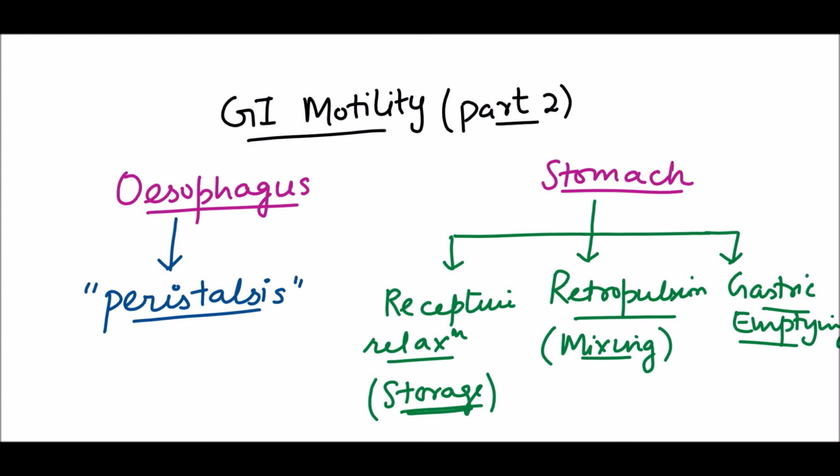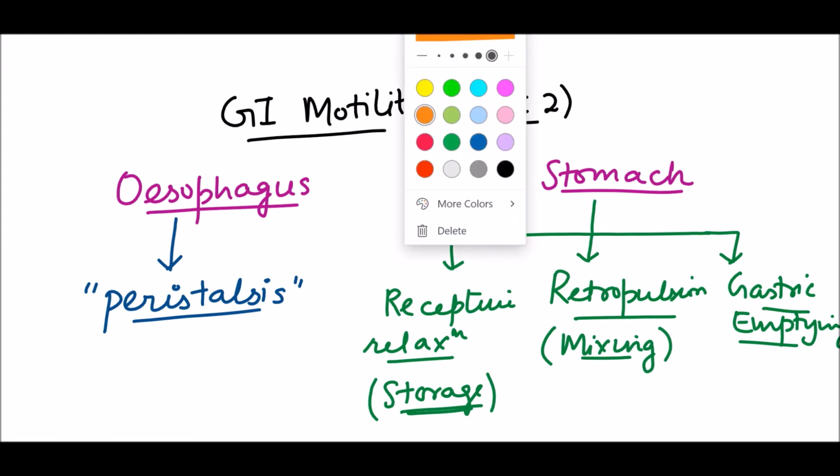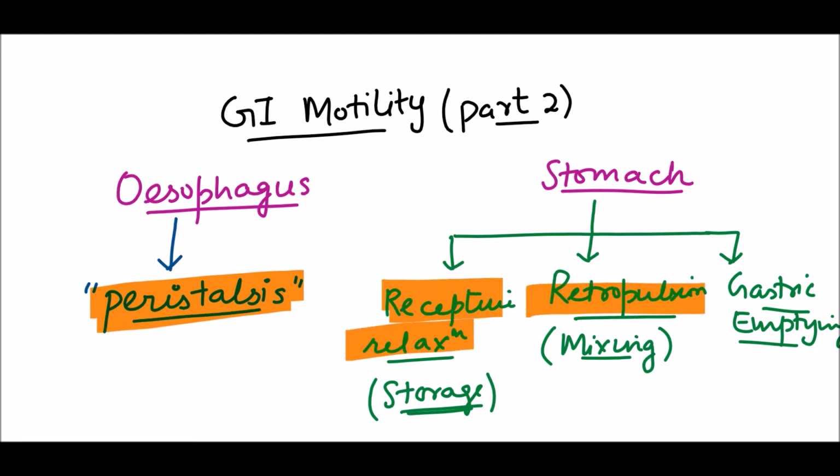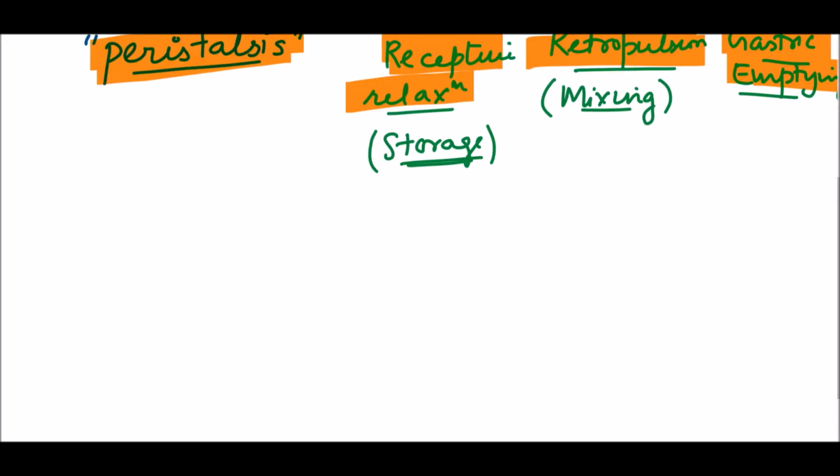So first let us start with the movements of esophagus, that is peristalsis. Let us try to understand the peristalsis in detail. Again, these are the different types of movements: receptive relaxation, retropulsion, and gastric emptying. Now we'll discuss the movement of esophagus, that is peristalsis, in detail.